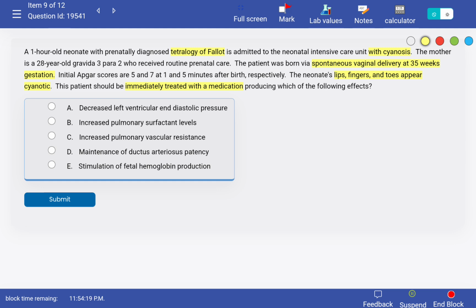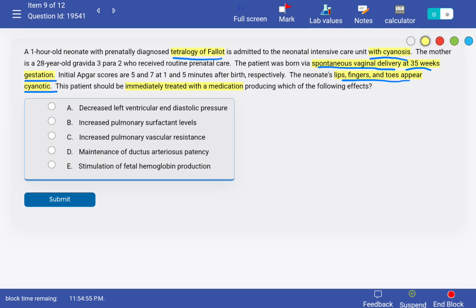A 1 hour old neonate with prenatally diagnosed tetralogy of Fallot is admitted to the neonatal intensive care unit with cyanosis. The mother is a 28-year-old gravida 3 para 2 who received routine prenatal care. The patient was born via spontaneous vaginal delivery at 35 weeks gestation. Initial Apgar scores are 5 and 7 at 1 and 5 minutes after birth, respectively. The neonate's lips, fingers, and toes appear cyanotic.